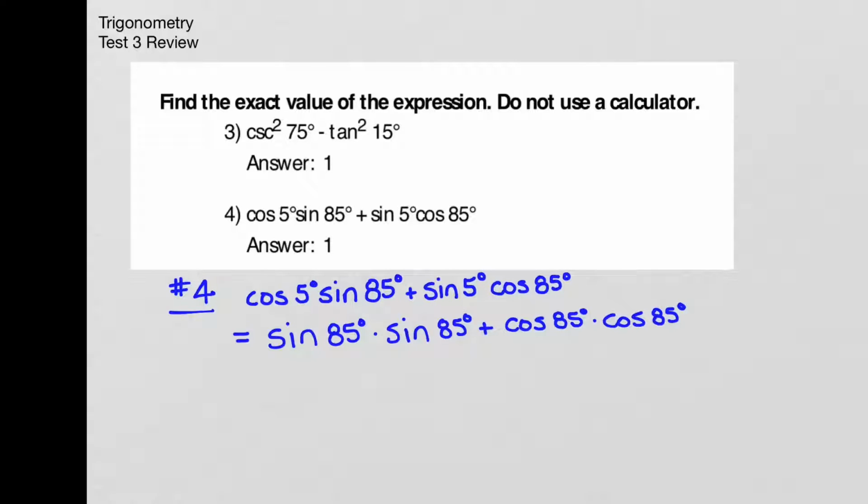So again, there are other ways to do this. Now what I have is the sine squared of 85 degrees plus the cosine squared of 85 degrees, which again is just 1. So a couple of different ways to do that problem.